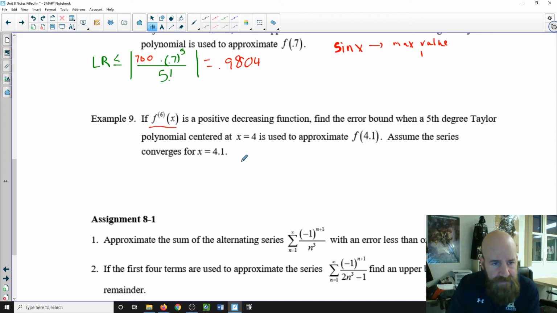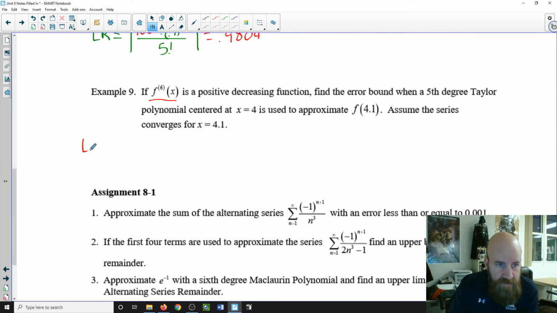So this one, what we're doing is setting up Lagrange remainder. Less than or equal to, okay, so 5th degree Taylor, so we're going to the 6th derivative. So we have our 6th derivative evaluated at 4, so our center.